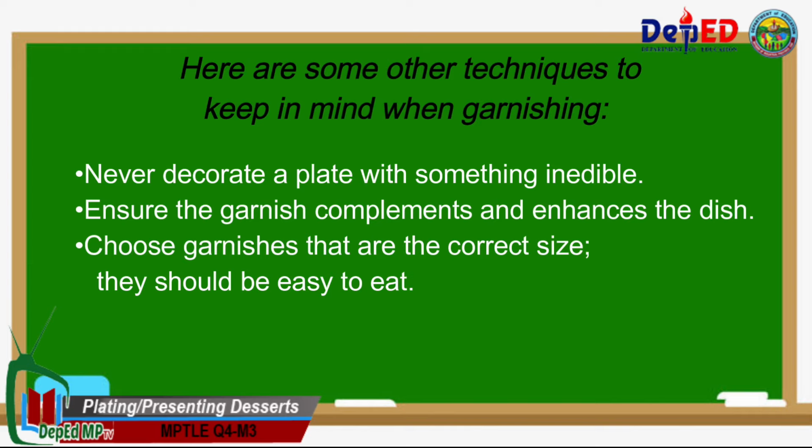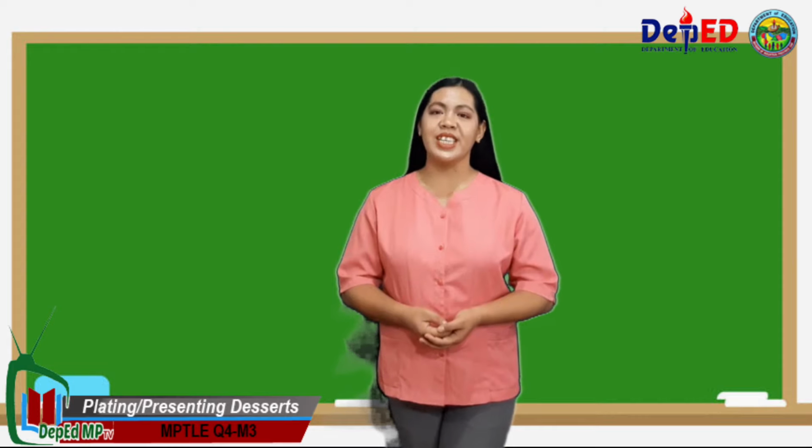Number 1. Never decorate a plate with something inedible. Number 2. Ensure the garnish complements and enhances the dish. Number 3. Choose garnishes that are the correct size. They should be easy to eat. I am confident that you've understood the tips and techniques on plating and presenting.